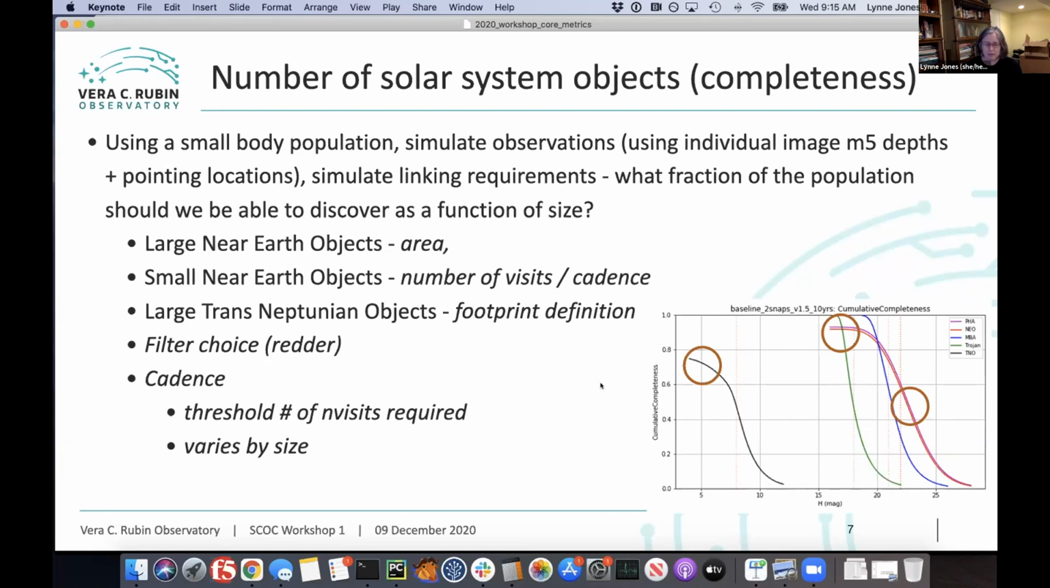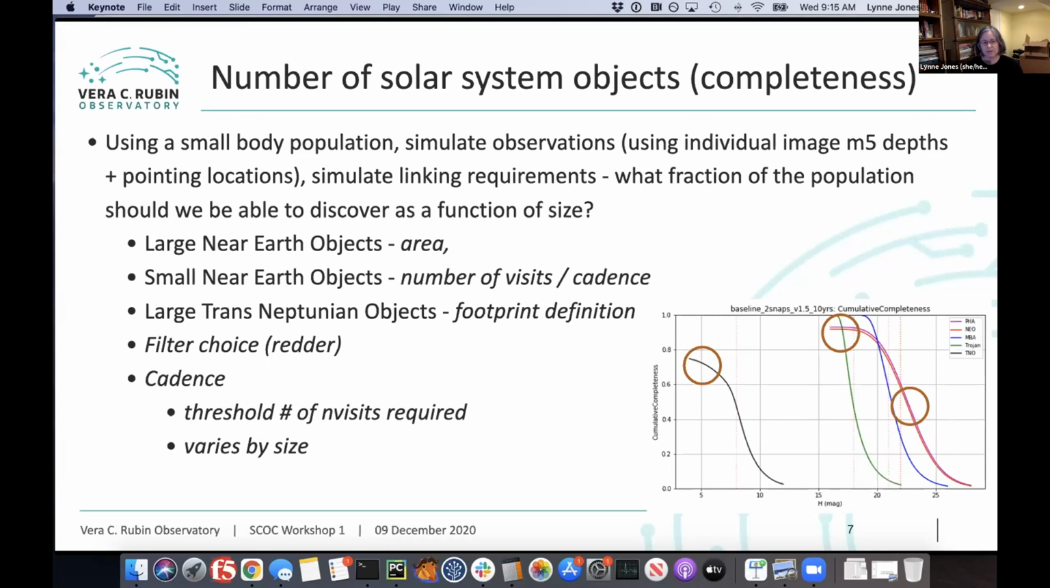What seems to happen in looking at all of the simulations, from my point of view, is that there's a threshold number of visits you need, and that varies by size. For the big objects, because they're visible for longer and easier to see, the number of visits you need is not as many as you need to see a smaller object, which might be harder to see as you go.